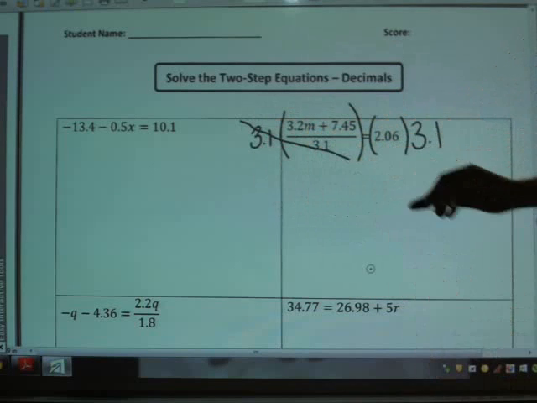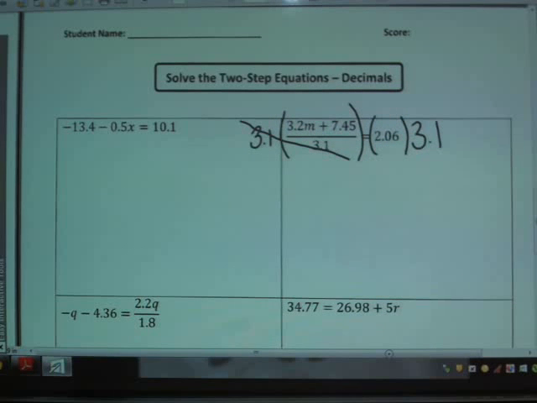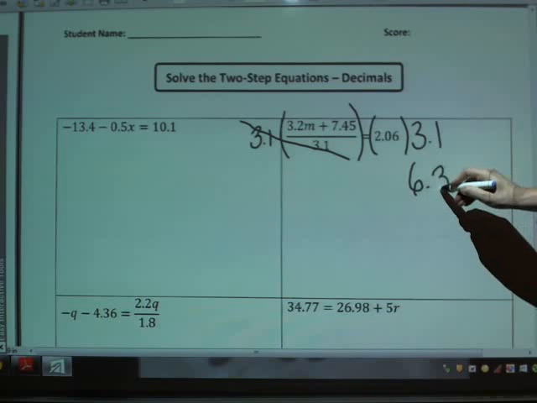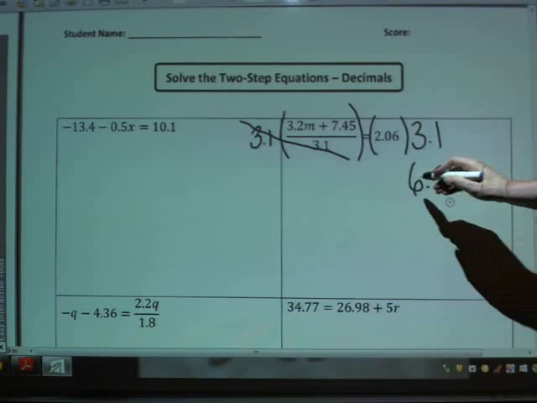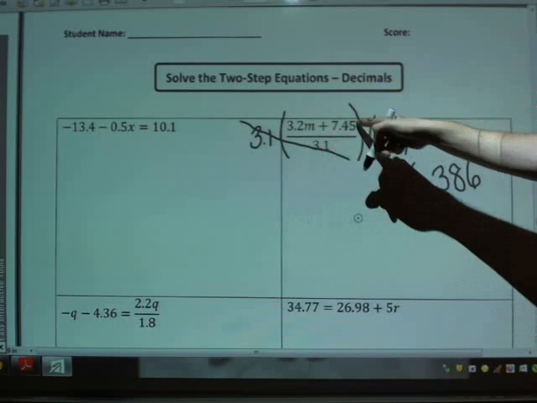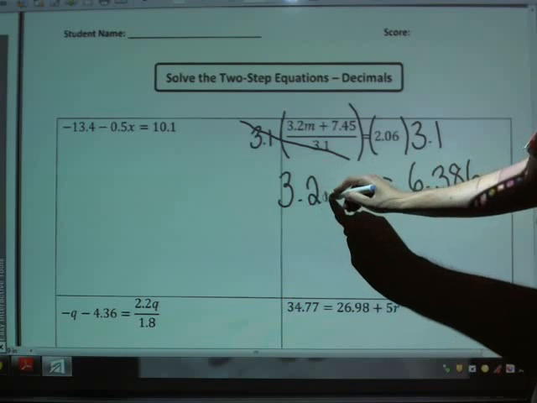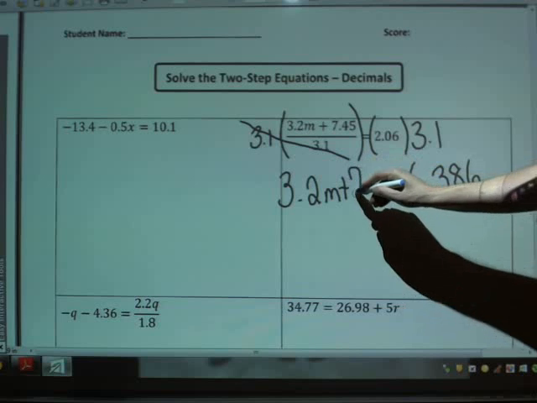Again, these will cancel each other out because dividing by 3.1 and then multiplying by 3.1 would leave me what I started with. And on the right side, I've got 3.1 times 2.06, which is 6.386. And over here, I'm left with what was my numerator, 3.2m plus 7.45.